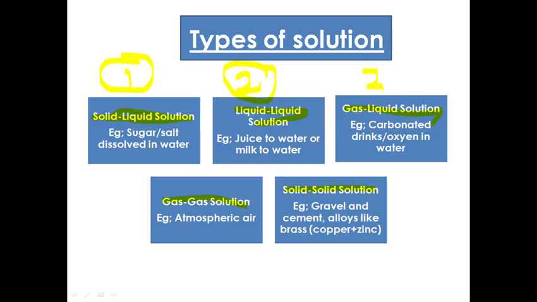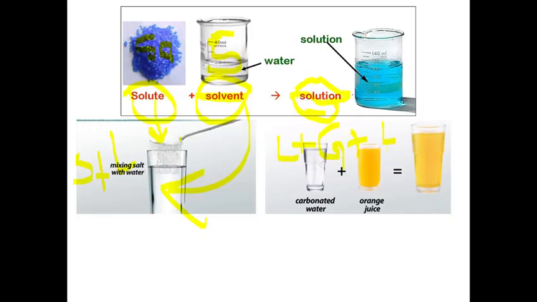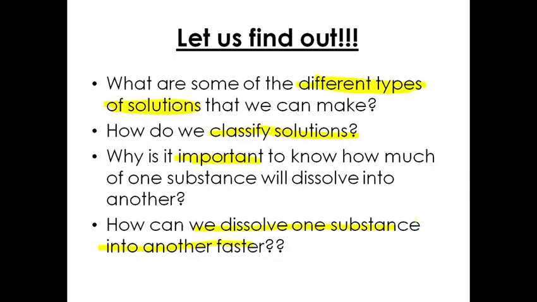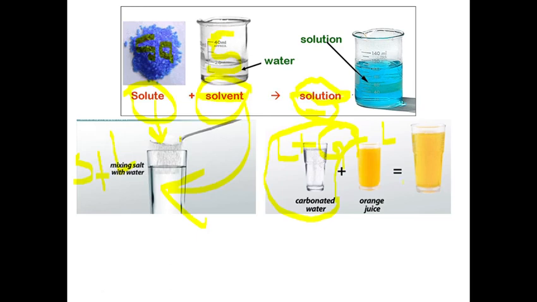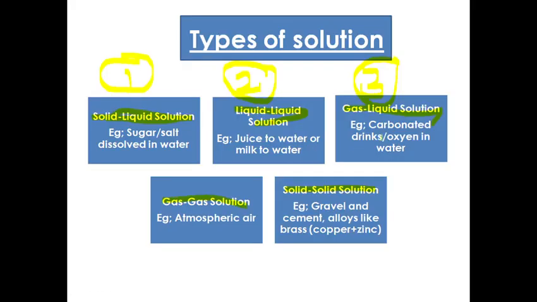Now next, third is gas liquid solution: carbonated drinks. I gave the example previously, which you see here. This is an example of a gas liquid solution. Here in the carbonated drink, carbon dioxide is the gas and the water is the liquid. So carbonated water is an example of liquid and gas. You see here, carbonated drinks or oxygen in water.